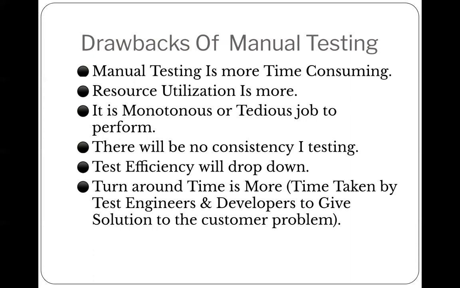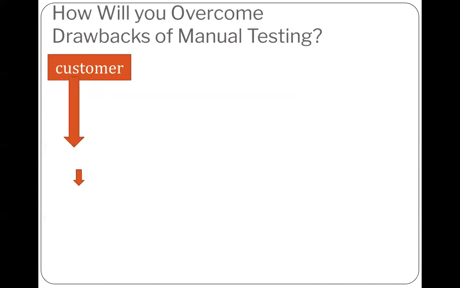There will be no consistency in testing also, and the test efficiency will drop. Turnaround time is more, like the time taken by the test engineers and developers, because while testing at the 500th test case, you found an issue. The developer has to fix that issue and you need to give back the build. Again, you have to do some regression testing and repeat some scenario test cases as well. So it will take more time.